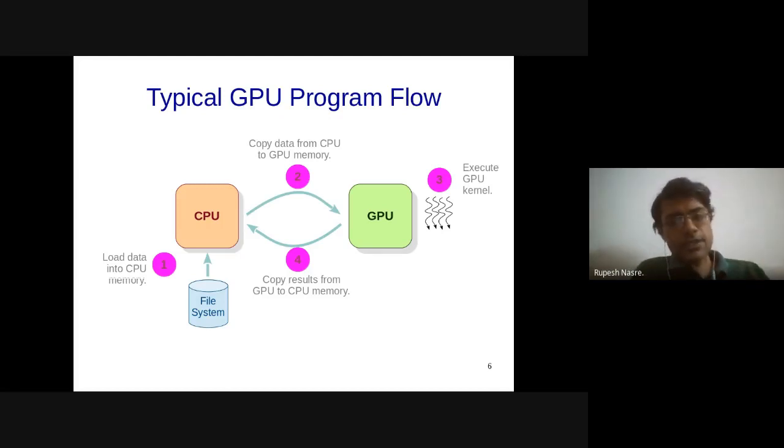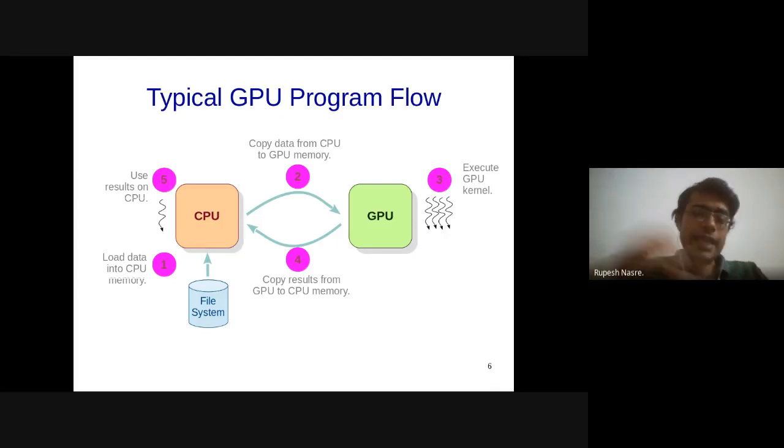Once I have the results, well, I am done with my job. I am going to make use of that on the CPU, which internally might involve that I want to perform some next step on this data. So I again copy it back, or if the results are already available, I might make use of them on the GPU, which means that I offload the next part of the computation onto the GPU. The GPU again performs its work and so on. So this can be an iterative processing. Finally, I exit from the host program, which is running on the CPU.